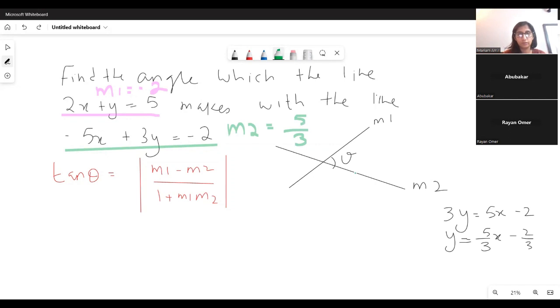All right, now let's substitute the values. Why don't you guys solve the rest and tell me what you get for theta? Just substitute m1 and m2 in the given formula. Tell me the angle you get. Give me the answer in degrees, not in radians.